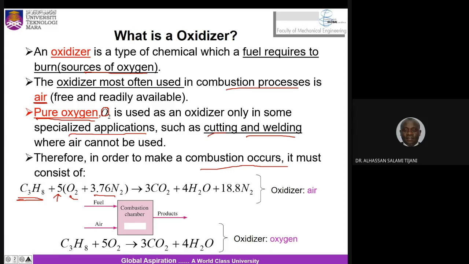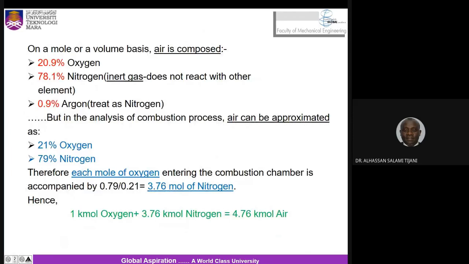Now the product gives us 3 moles of carbon dioxide, 4 moles of water, and 18.8 moles of nitrogen. Now the air over here is the oxidizer. If we compare with this, here we have 5 moles of oxygen. It's burned with this propane and gives us carbon dioxide and water. So the oxidizer over here is what? Oxygen.